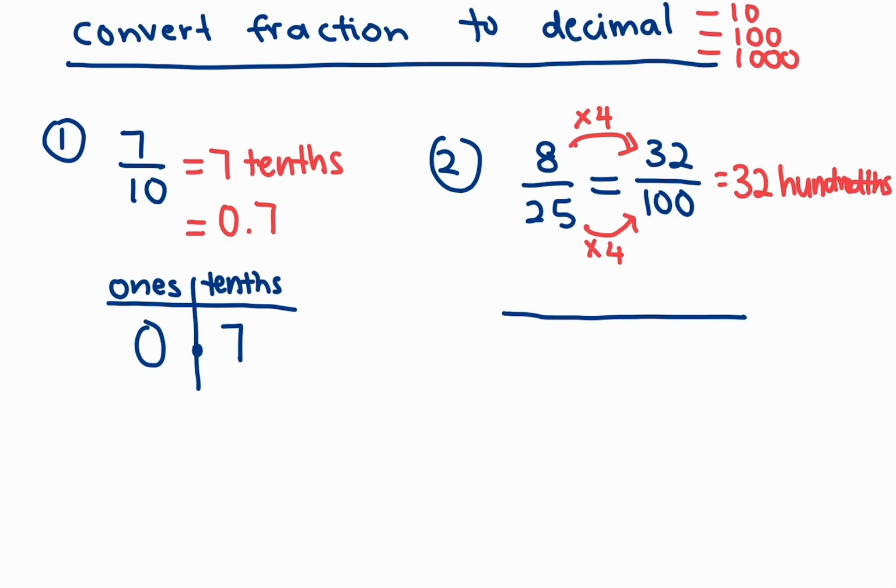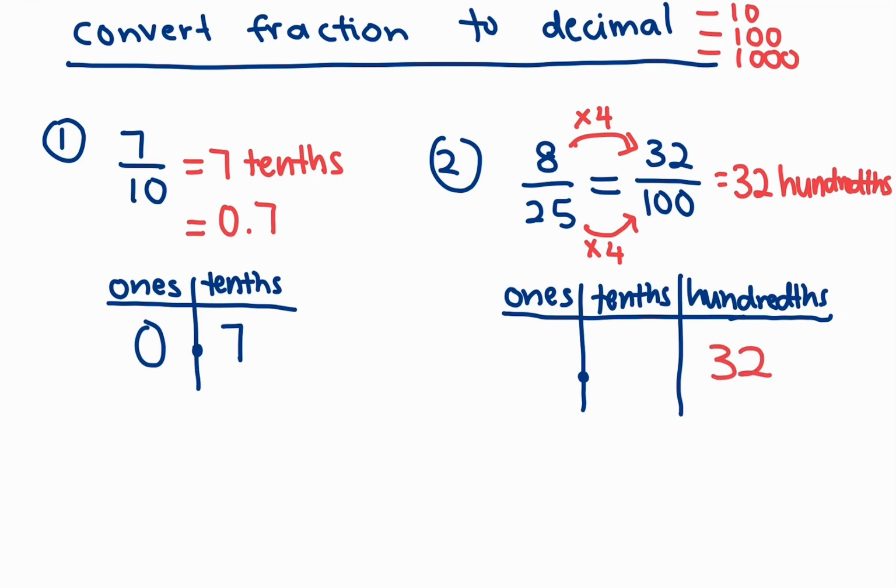Okay, so your place value stops at where? So you start with your ones, then tenths, then stop at your hundredths, because we are talking about hundredths. Okay, decimal point after the ones place. Now, where do I put my 32 hundredths? Can I fit two numbers here?